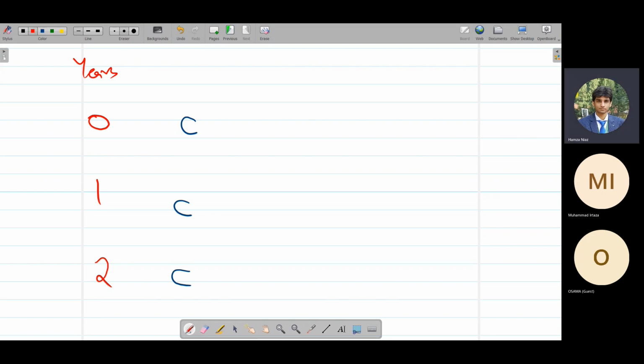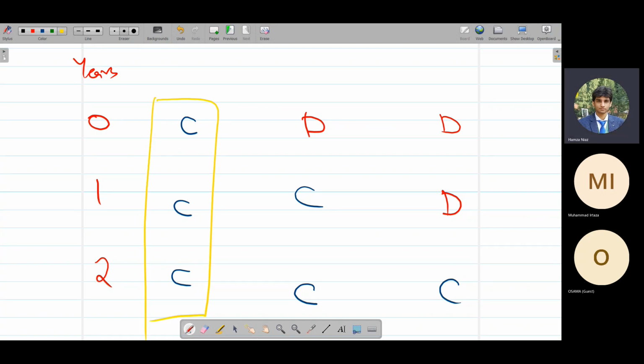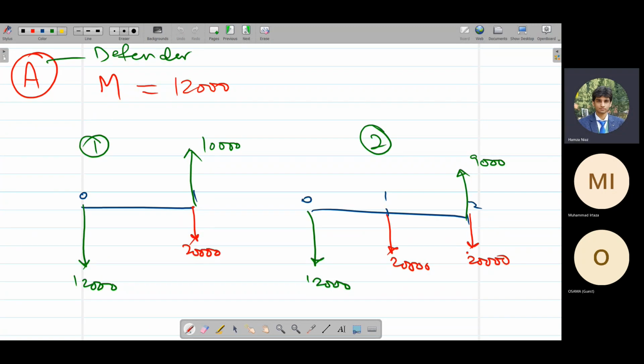Similarly, we can retain the defender for 1 year and then replace it by challenger. So that will be like this. And similarly, we can retain the defender for a maximum of 2 years and then replace it by challenger. So this is how we have to draw the combinations. The first combination would be that we immediately replace the defender with this challenger.